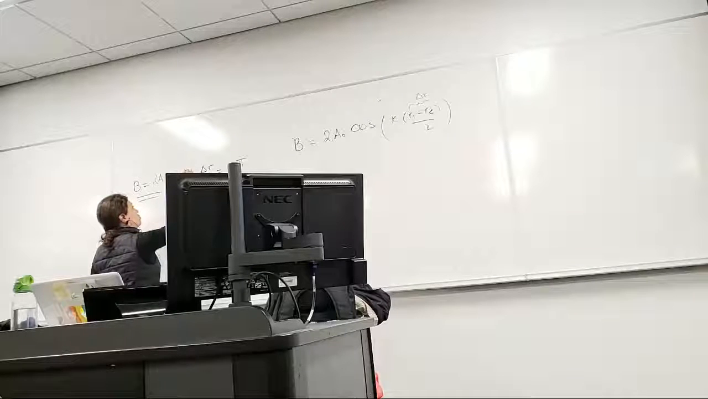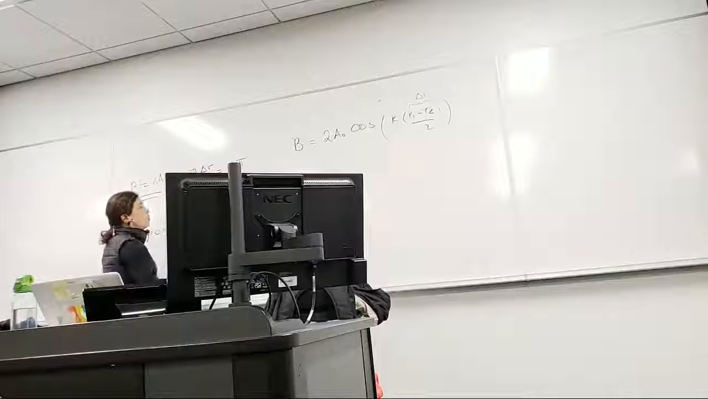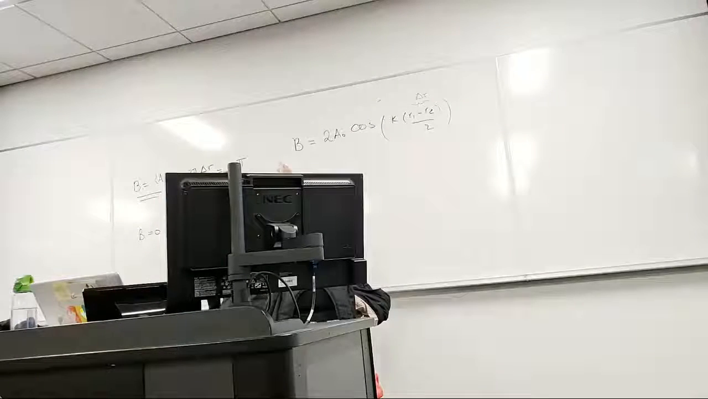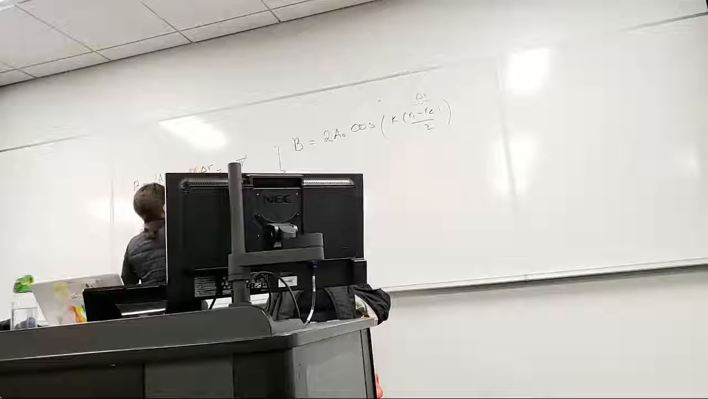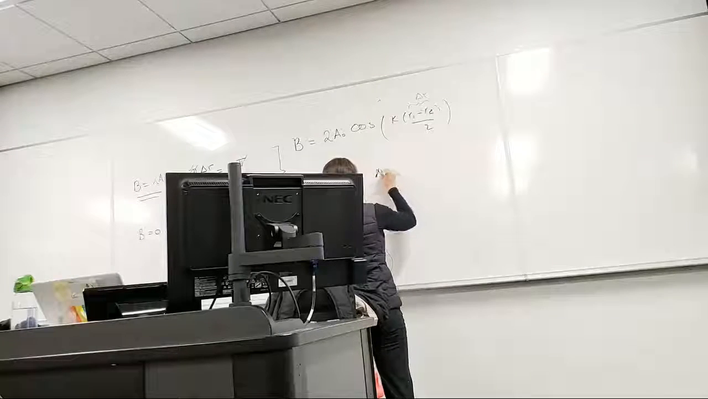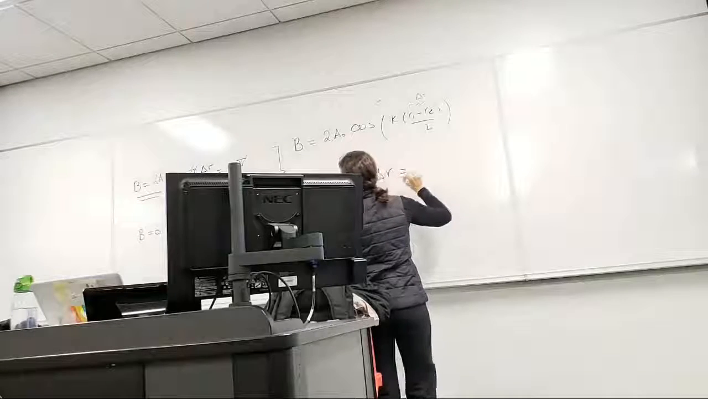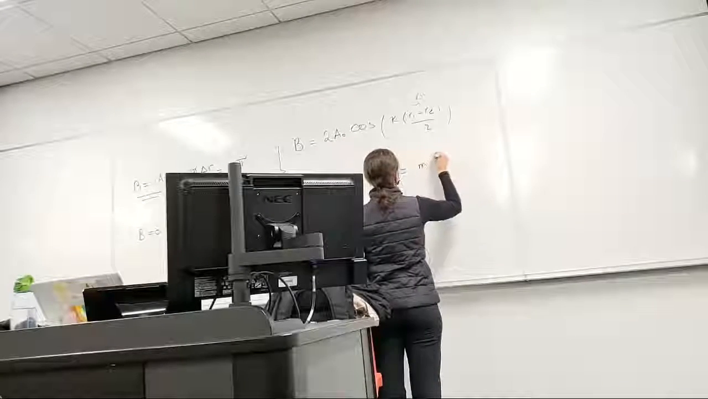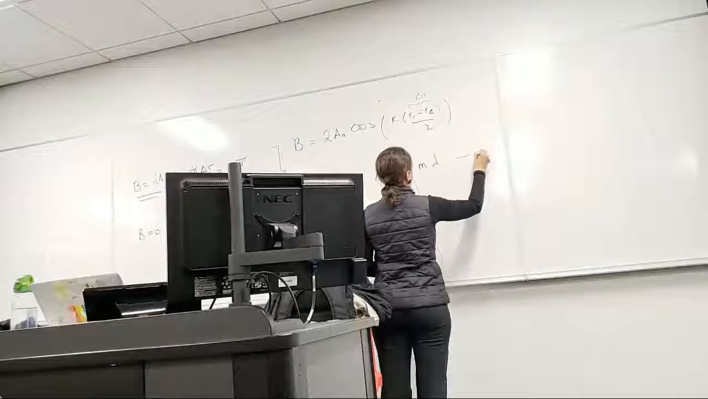K is equal to 2 pi over lambda. So what we got from these two expressions was that the pi goes away, here the 2 goes away, here the pi goes away. And I get that the path difference is equal to m lambda, and we call this constructive interference.